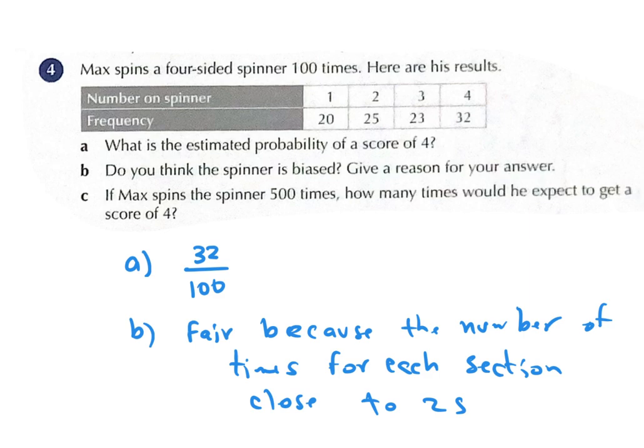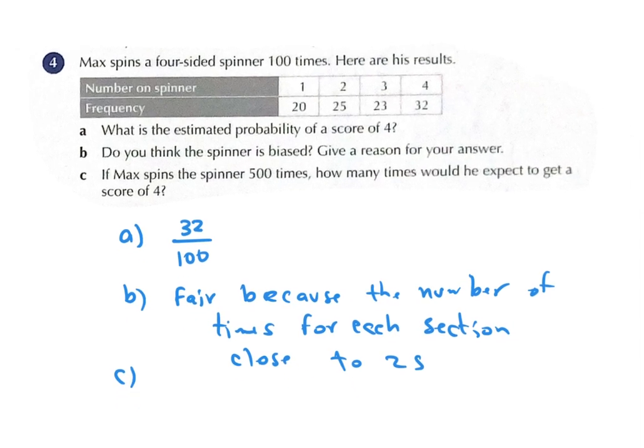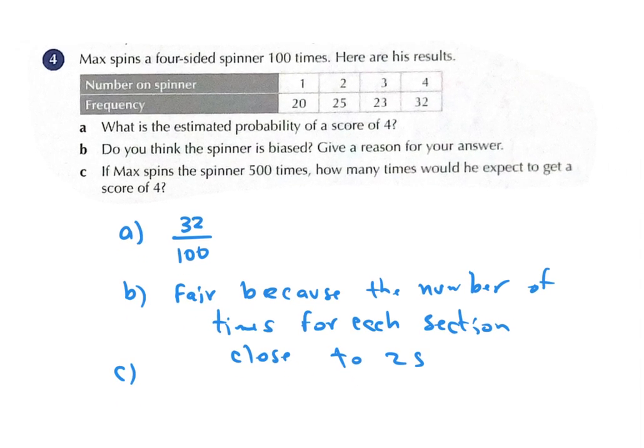Okay? Now for C. If Max spins the spinner 500 times, how many times would we expect to get a score of 4? The probability of getting 4, we get in A. This is the probability of getting 4. Okay? So for C, the expected number if you spin the spinner 500 times.